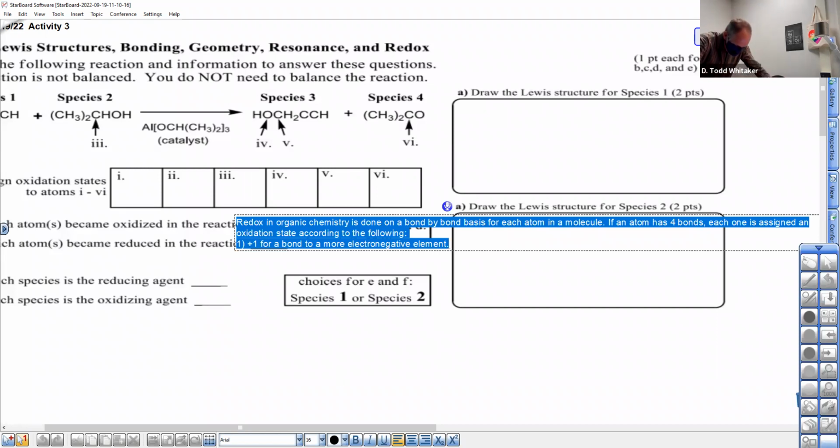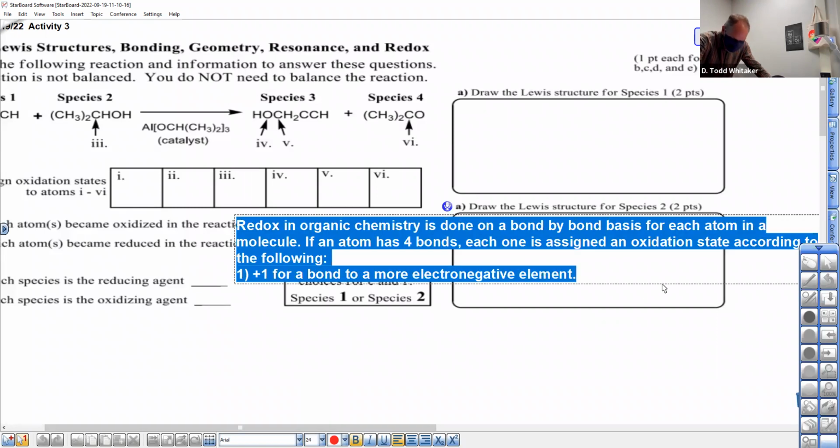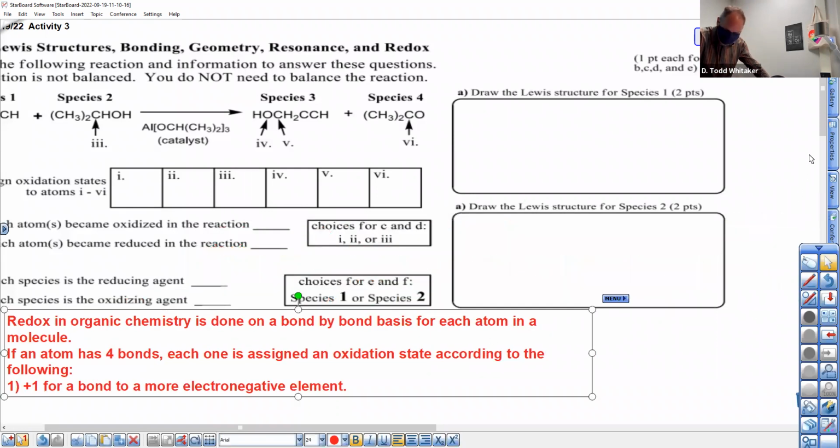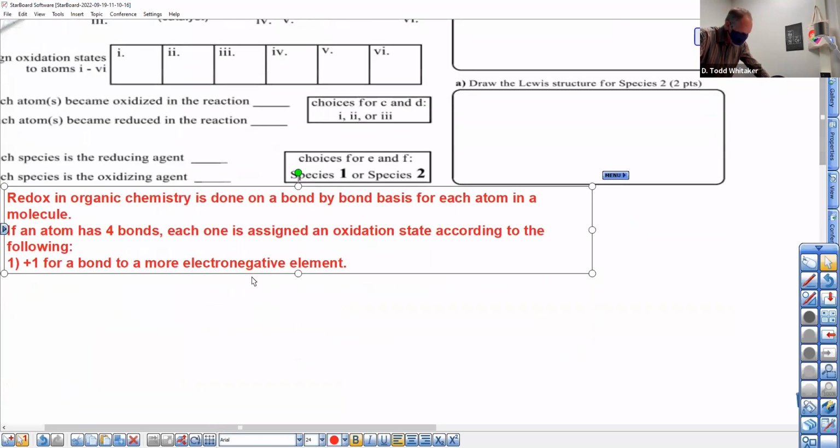This is important. We gotta make it important. All right. There we go. And move that over. Don't worry, we're not done with this sentence yet. Redox and organic is done on a bond by bond basis for each atom in a molecule. If an atom has 4 bonds, each one is assigned an oxidation state according to the following. Yeah, I shouldn't even have to say that.